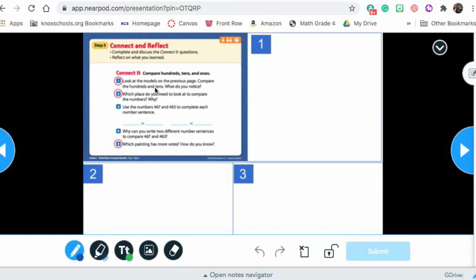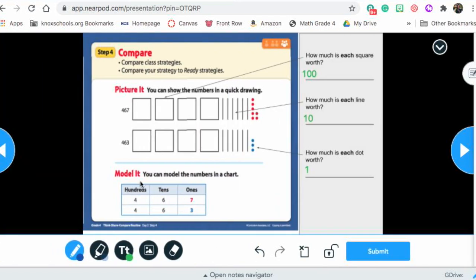So look at the models on the previous page. Compare the hundreds and tens. So I can look at the back, and it's saying models, so I'm going to make sure I look at the models. I'm going to go back. The models, okay. So look at the model here. Look at the hundreds, look at the tens. What do you notice about them? Both numbers have an equal amount of hundreds, and both numbers have an equal amount of tens.